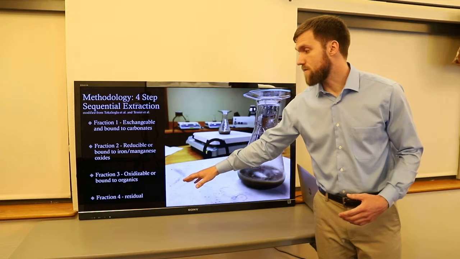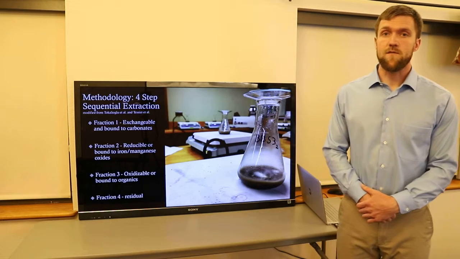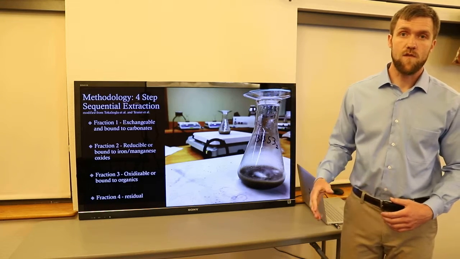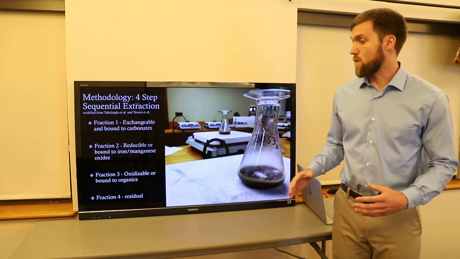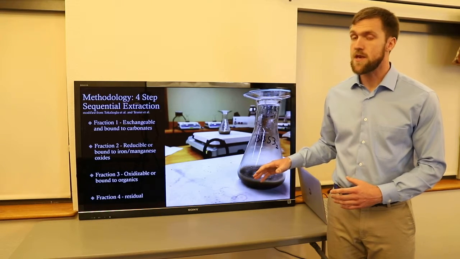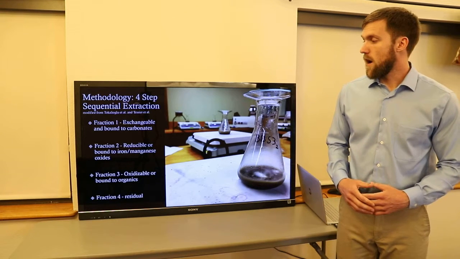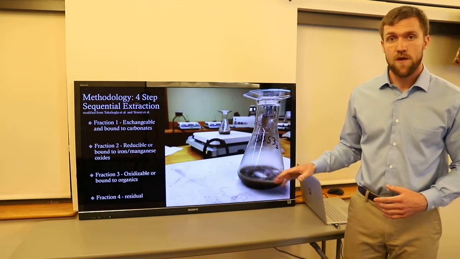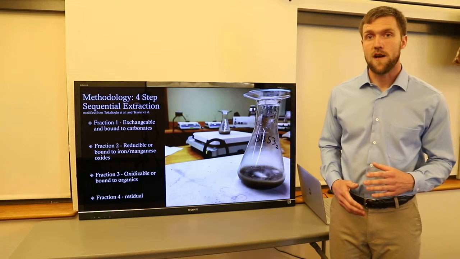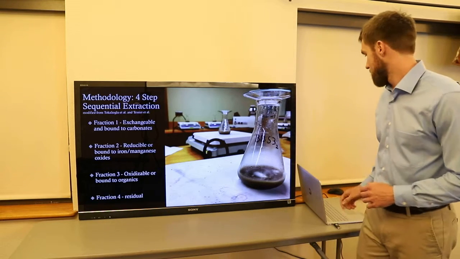But when we look at fraction 4, this is only testing for residual metals, anything that's left over in the sediment. So we will never see environmental conditions that replicate what this 4th fraction did to extract the metals. However, it is an important step in determining the total metal content of each of the samples.